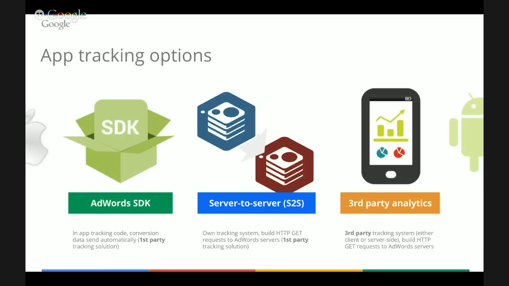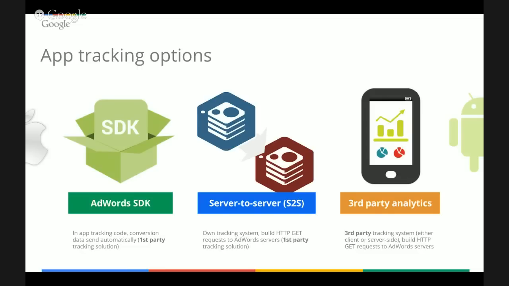Then there's server-to-server implementation, which is a first-party implementation. Server-to-server is when you decide to gather the data yourself, but to send us some additional information on that. It is done by building HTTP GET requests, so we know that you want us to check if an action or an app installation that happened actually came from AdWords. So this is server to server.